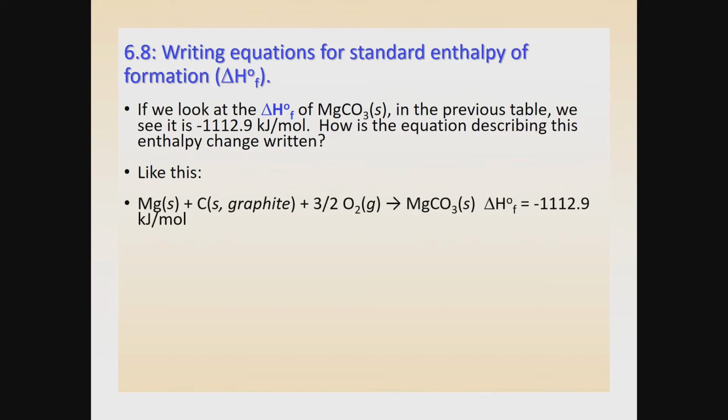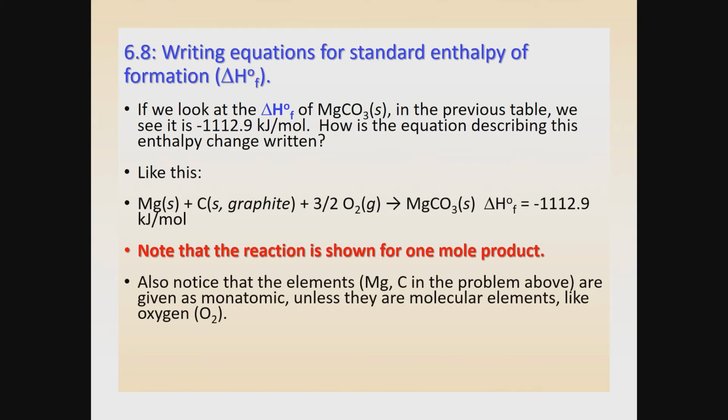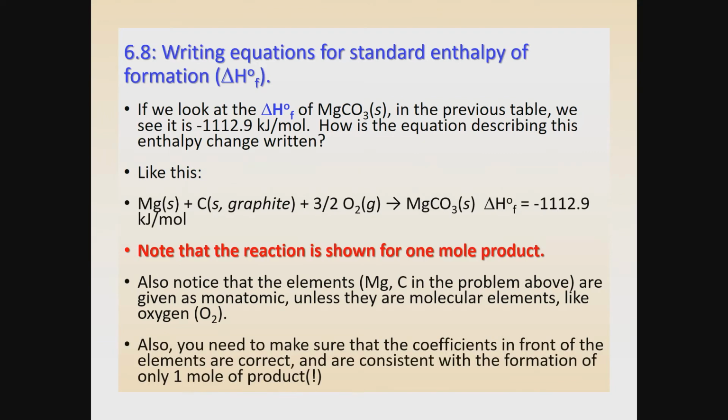So the delta HF is equal to negative 1,112.9 kilojoules per mole. Again, this is per 1 mole of magnesium carbonate formed. Note that the reaction is shown for 1 mole of product. We didn't balance this by increasing the coefficient of magnesium carbonate. That was set to 1, and we had to balance the reactants based on that.